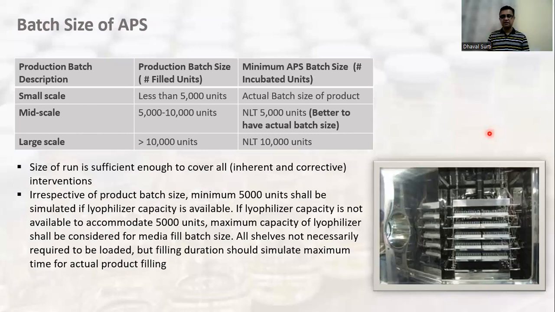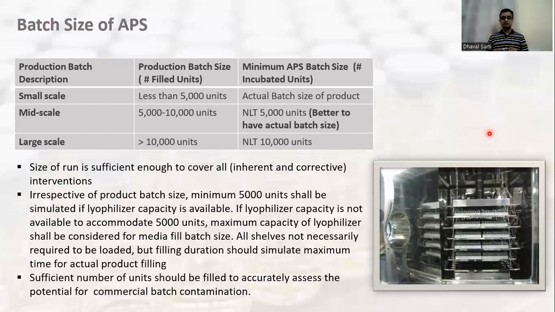actual product filling. So if you have a large lyophilizer but your batch size is limited, then you don't have to go for the entire filling which fills the entire lyophilizer. If batch size is less, then you have to simply go as per the batch size requirement, considering this criteria: 5,000, or 5,000 to 10,000, or more than 10,000. But filling duration should be at actual. So if your actual filling duration goes for 12 hours for the live product, your media fill must go beyond 12 hours. That is how you can cover your filling duration.